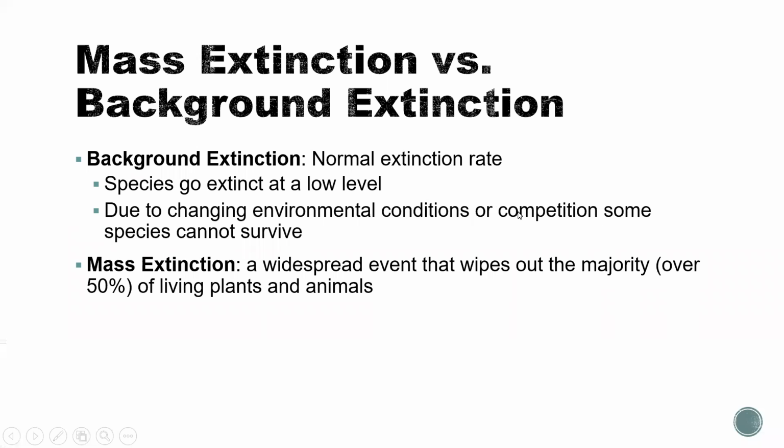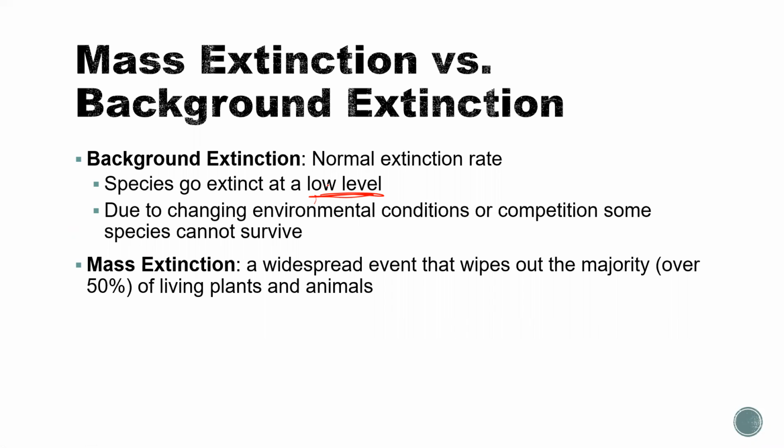All right, so here we go with evolution part 2, some terms to know. All right, mass extinction versus background extinction. Background extinction rate is the normal rate of extinction that species go through. Species will go extinct at a low level all the time. Now, the key here is low level.